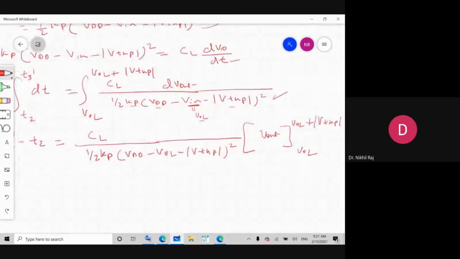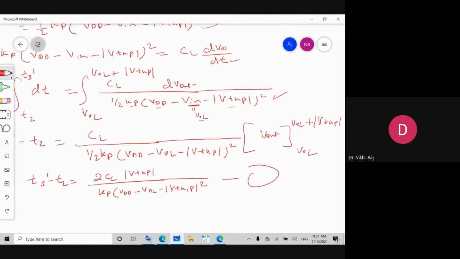So directly we can compute now that T3 dash minus T2 is equal to 2CL, this 2 will go up, divided by Kp, (Vdd minus VOL minus mod of VTH of P) whole square, and this VOL will cancel out, so mod of VTH of P will be left out. So here I can write mod of VTH of P. So this is equation 1.